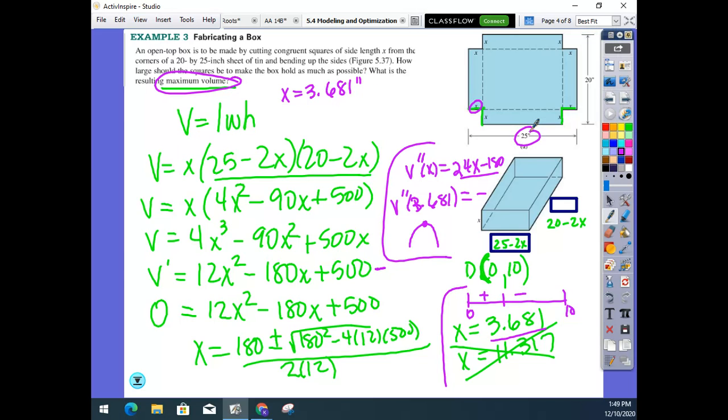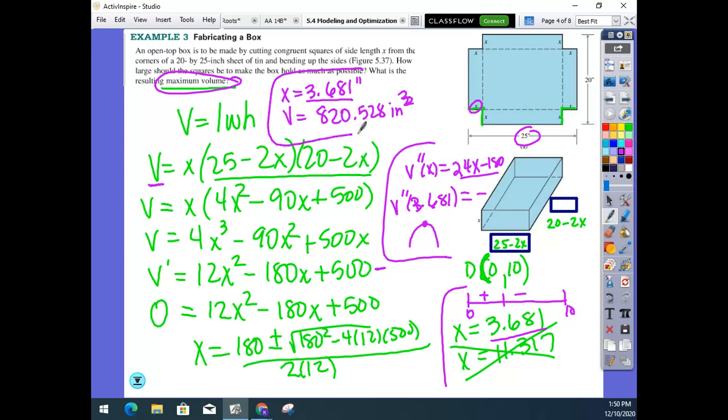And if we plug this value in for our volume formula, using our calculators, plug it all in, it has a max volume of 825.28 square inches. So you can write inches squared, cubed, sorry. Volume is cubed, cubic inches.